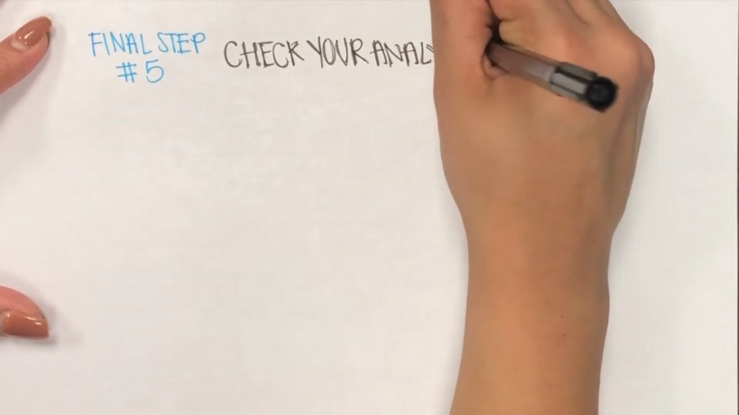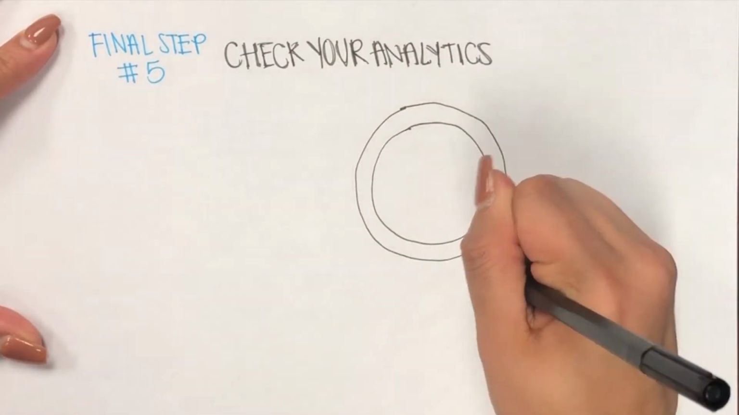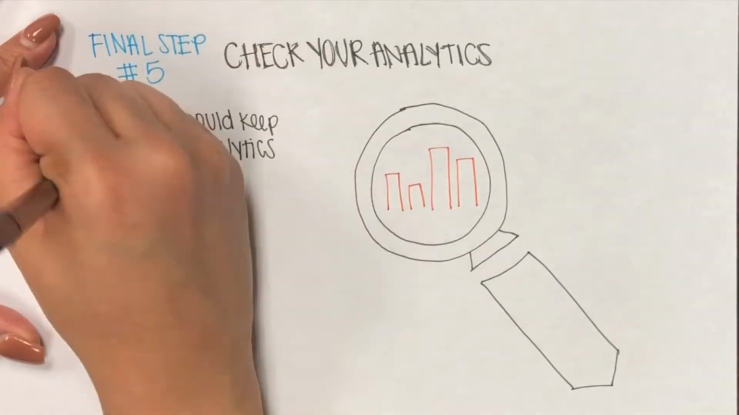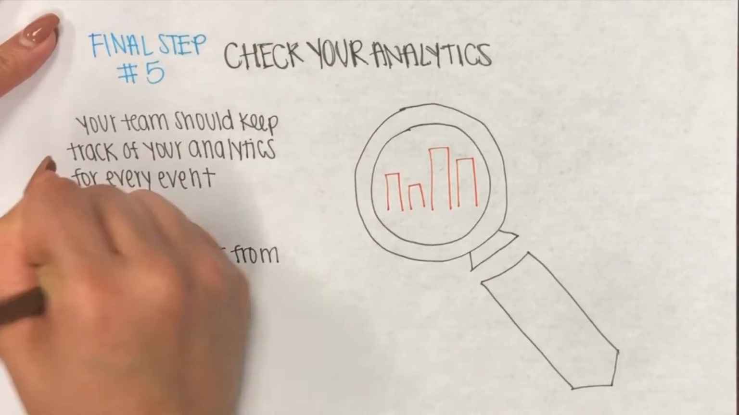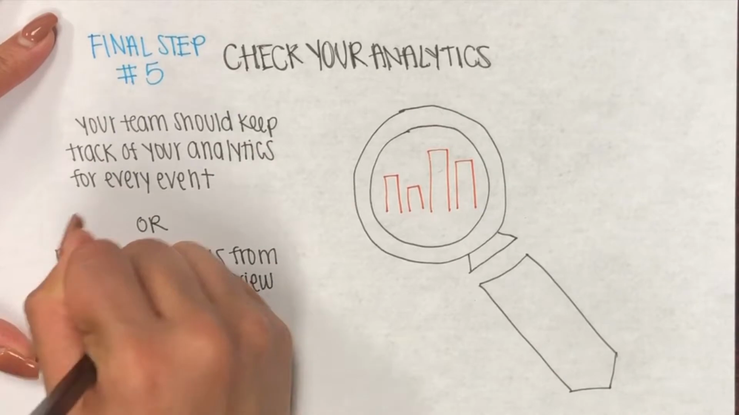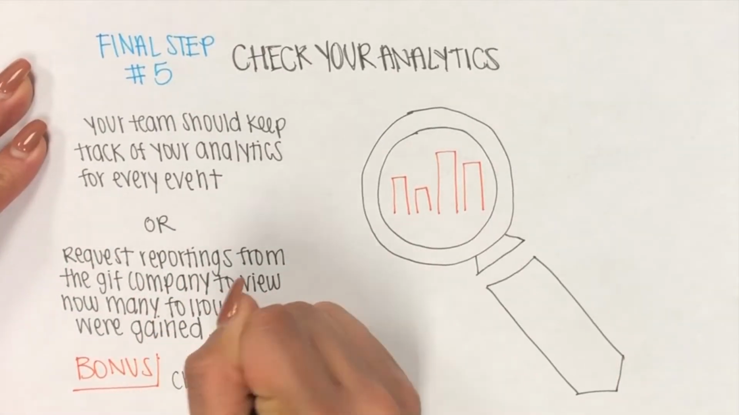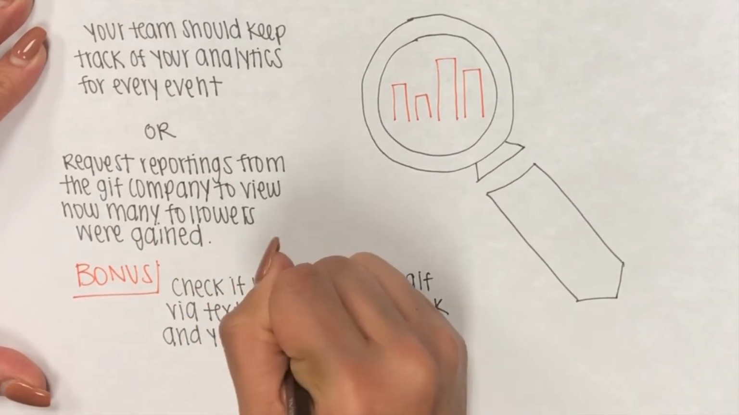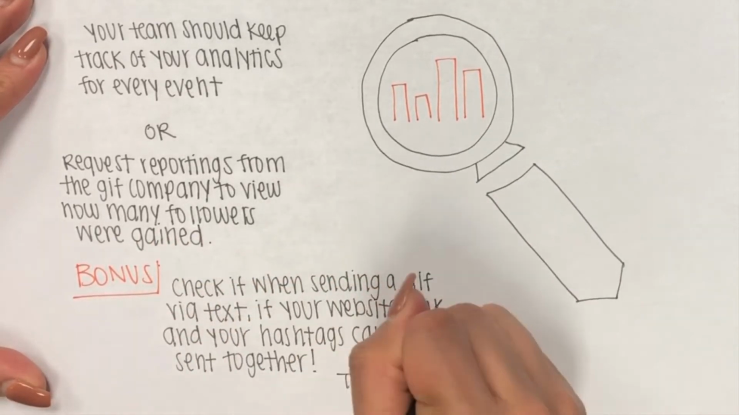Finally, step number 5. Point 3, by having 32 events to attend during the Spring Showcase, has set themselves up for a great testing period. By the number of content that will be shared, it is extremely important to track your analytics or request reportings from the gift company. This way, Point 3 can see what is working and what needs improvement. Also, make sure to ask if your website can be sent with your hashtags for greater exposure.